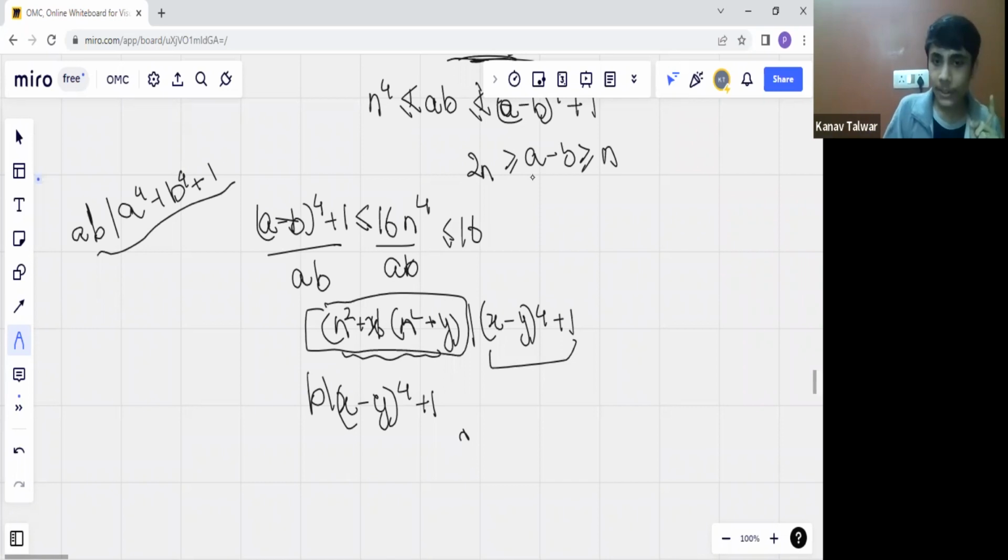So what about the quotient? Note that the quotient also divides (x minus y) to the 4 plus 1, right? Call this quantity m. We have that m also divides (x minus y) to the 4 plus 1, right? Type yes or no in the chat.